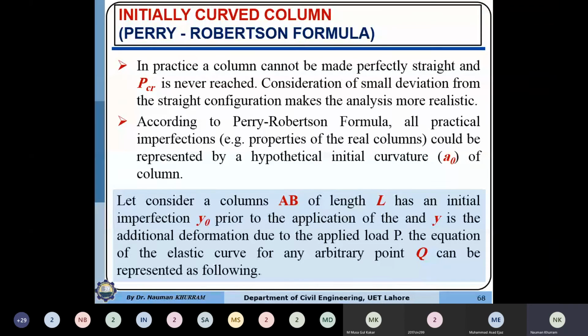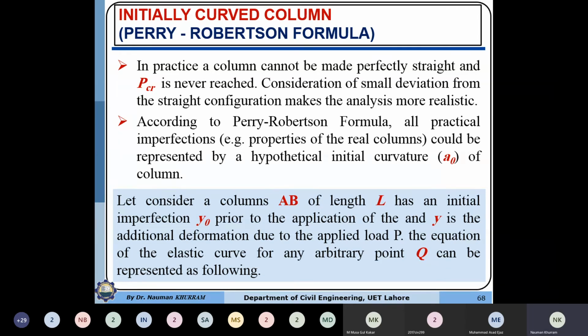Okay, at the start, what we did, we determined the critical load of a perfectly concentric, ideally loaded, long column. So what is the ideal column? Where there is no initial imperfection and no eccentricity, and the centroidal axis and theoretical center line are the same. For this type of column, we determine the critical load by the Euler critical buckling load.